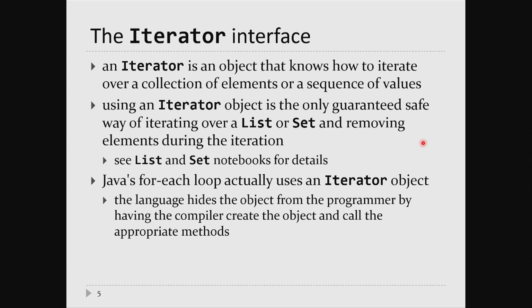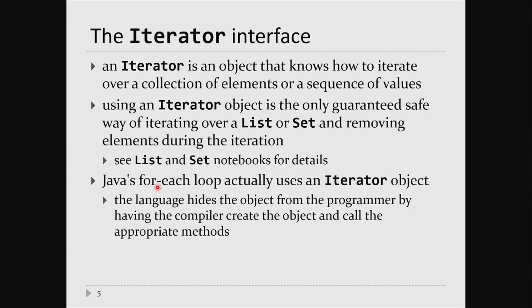The one time you have to use an iterator is if you are looping or iterating over a list or set and you want to remove something from the list or set as you loop. So for example, you might loop over a list and remove all of the negative elements. Or you might loop over a set and remove all the words that begin with A, or something like that. In those cases, you have to use an iterator object. And the list and set notebooks show you how to do this. But normally, you don't use an iterator directly.